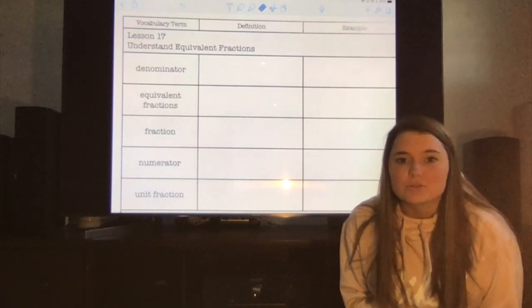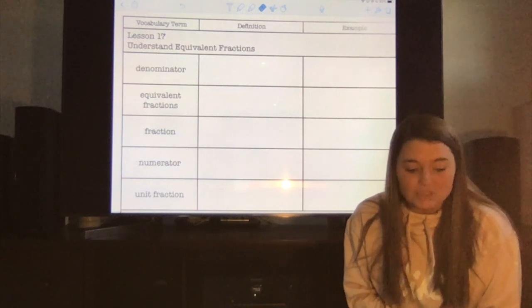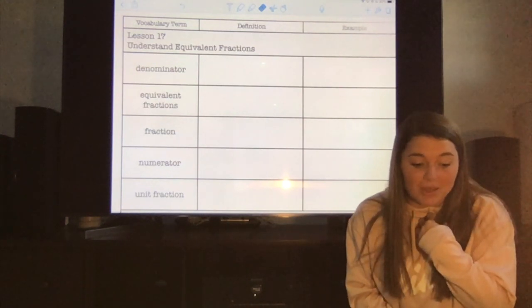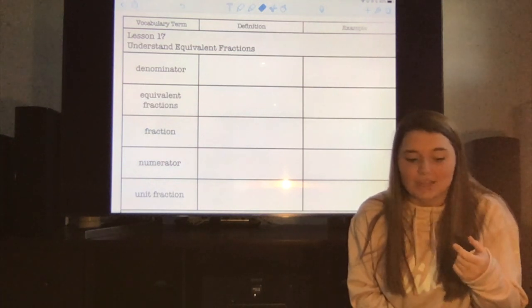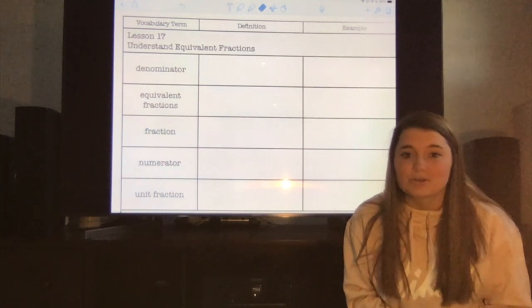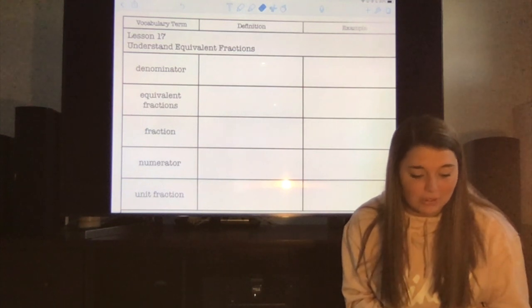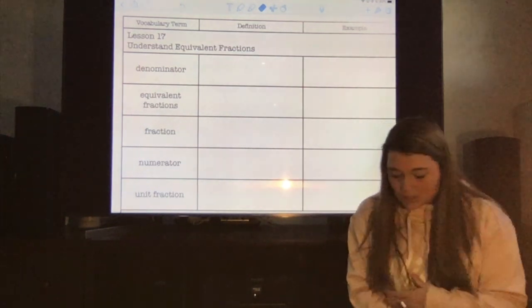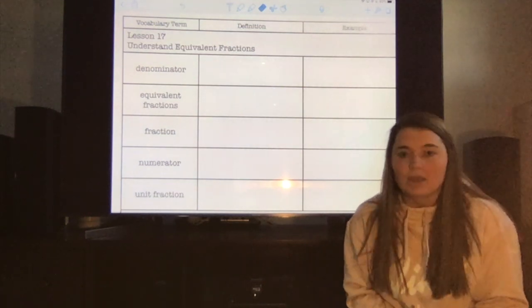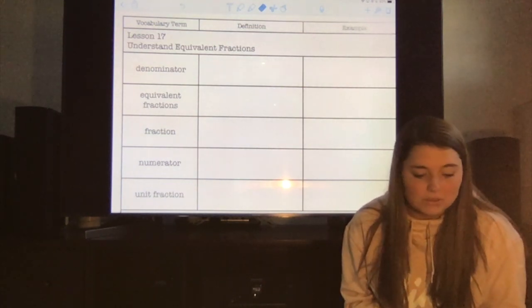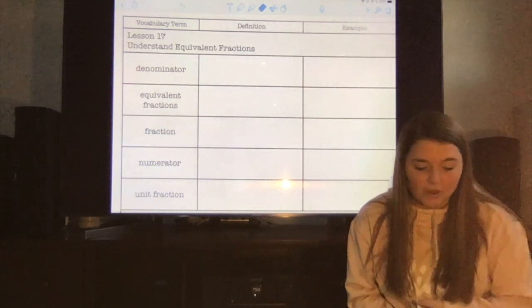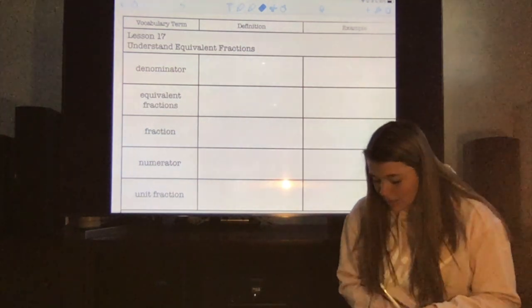We are going to start fractions, which is personally my favorite part of 4th grade math, just because I think it's so interesting, and plus it makes me feel really smart, so hopefully you guys enjoy it as much as I do. Before we start, we're going to go over the vocabulary like we always do. We have 5 new vocabulary words for this unit on fractions: denominator, equivalent fractions, fraction, numerator, and unit fraction.